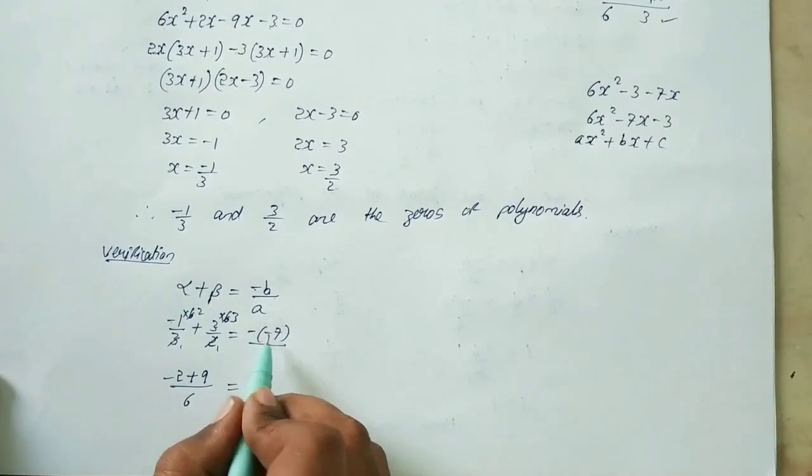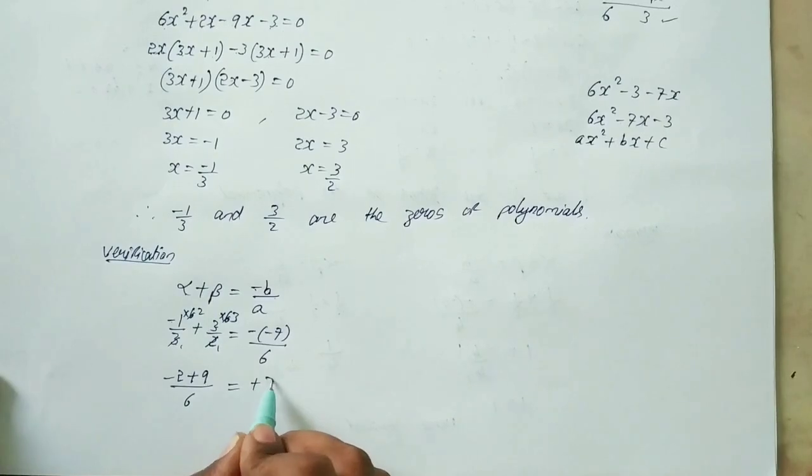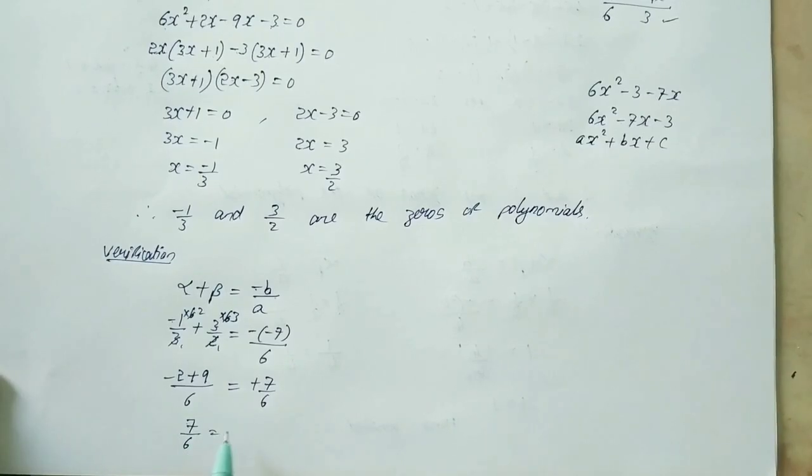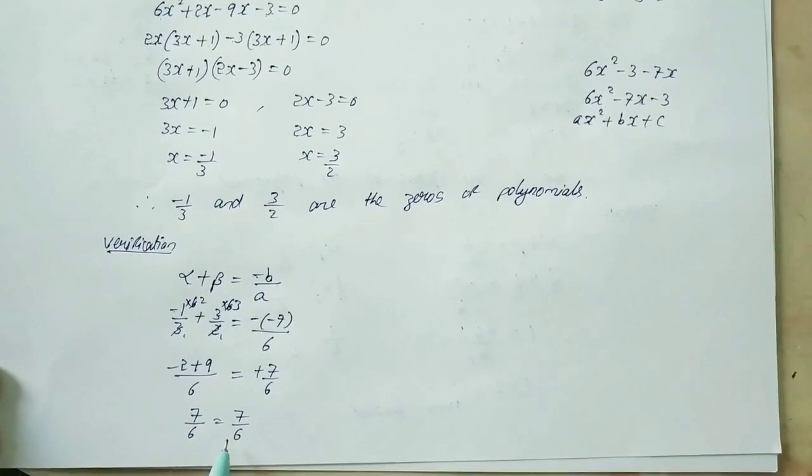So is equal to minus into minus, plus 7 by 6. So here minus 2 plus 9 is 7, denominator 6 as it is. Again here plus 7 by 6, nothing but 7 by 6. LHS is equal to RHS, right?